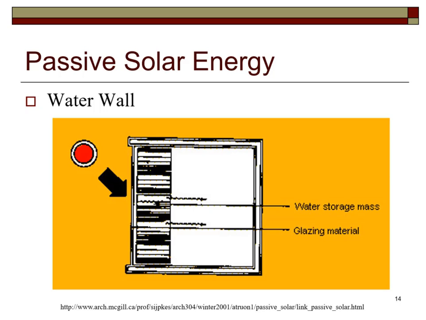Water wall is an even better heat storage medium than concrete. A cubic foot of water can store 62 BTUs for 1 degree Fahrenheit temperature rise, while the same volume of concrete can only store 32 BTUs.